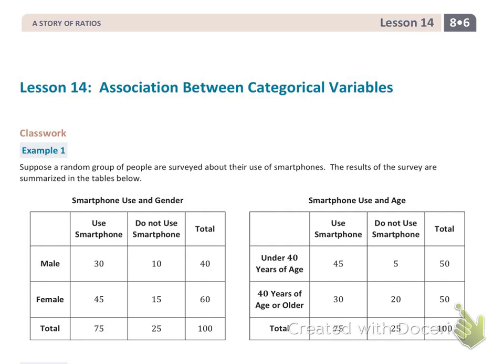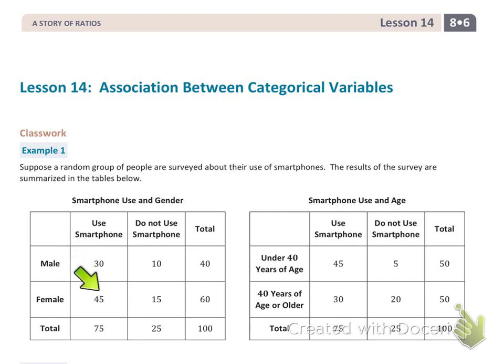Okay, some things you might have noticed on this table. Let's look at smartphone use and gender first. It looks like for males, 30 out of 40 use a smartphone. 30 out of 40 is 3/4, or 75%. And then 10 out of 40 do not. So 25% do not, 75% do.